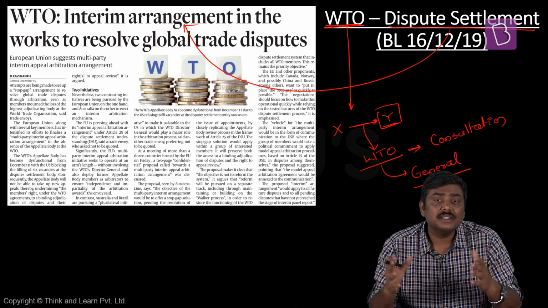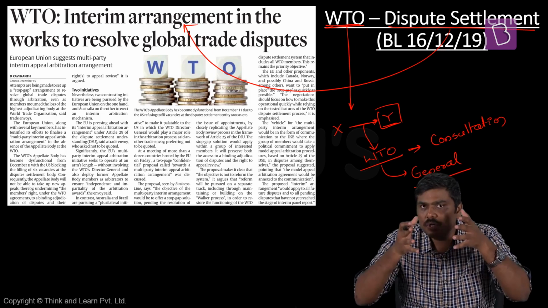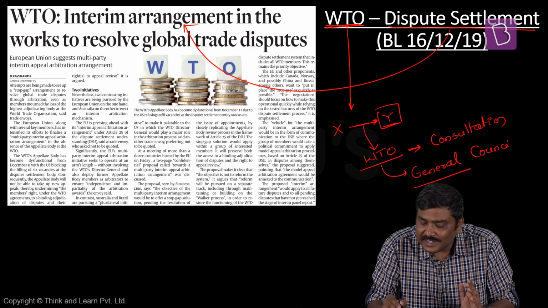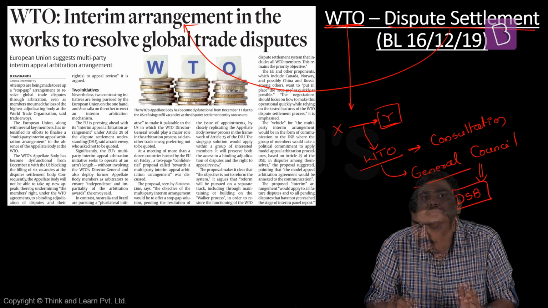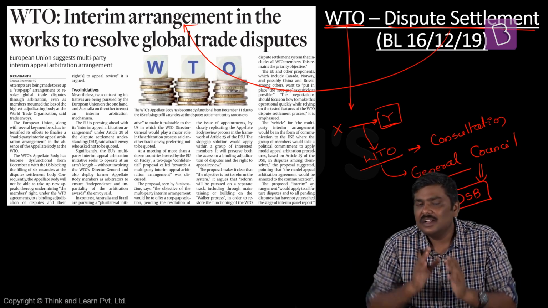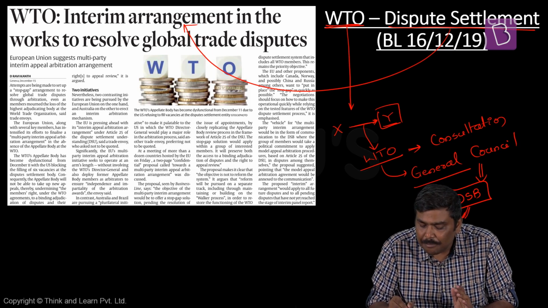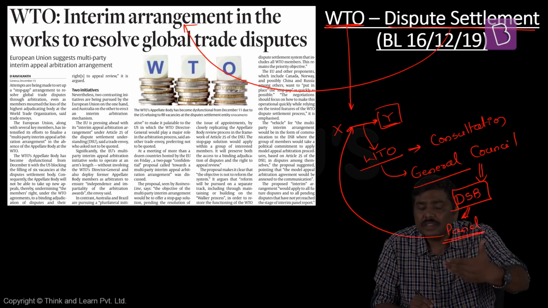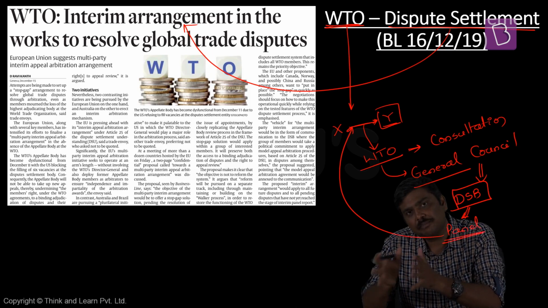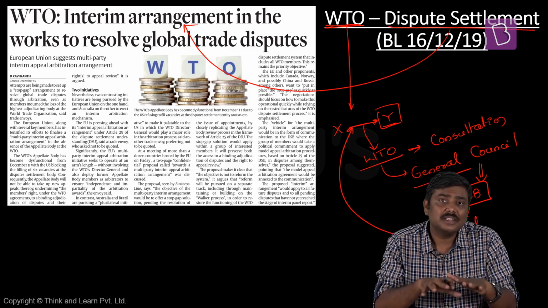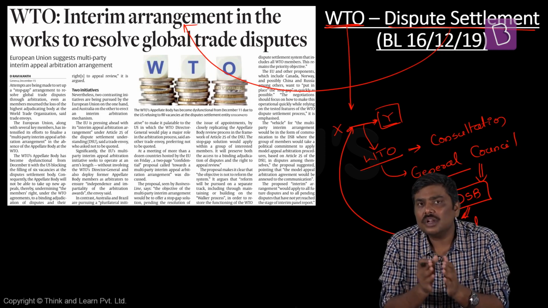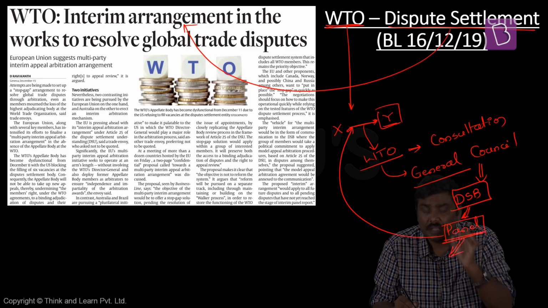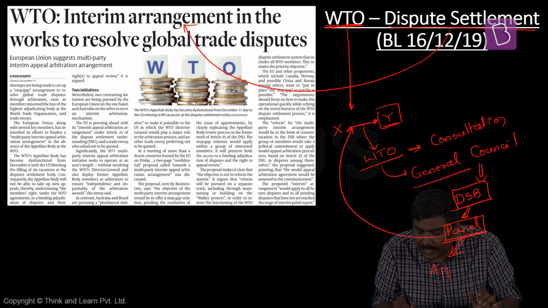Now if the parties are unhappy with the consultations and want the WTO itself to resolve this dispute, then the next step will be that the General Council will set up a dispute settlement body. That is, the General Council will act as a dispute settlement body and they are going to set up a panel. And this panel is going to investigate the claims or the complaints of these countries and it is going to submit a report. And understand this, if one of the parties is unhappy with the report, they can appeal against the order or the report submitted by the panel, and this appeal will be taken up at the appellate body.